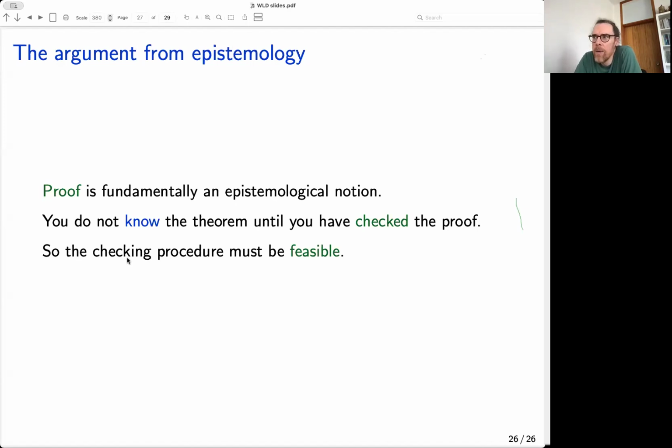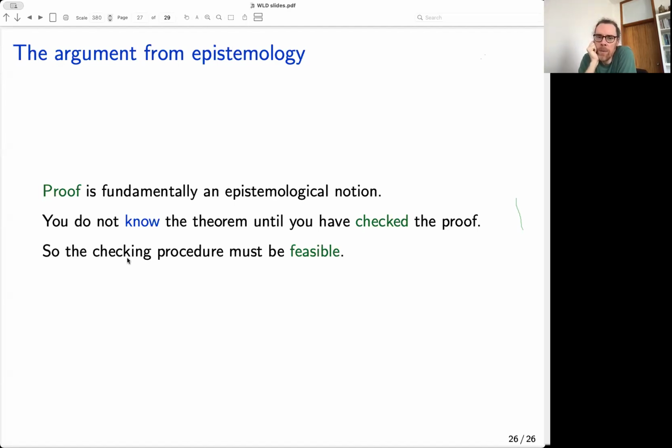Well, I think that exactly what goes wrong with this is that it sort of trades on two different meanings of the term feasible. One is the technical meaning in complexity theory, which is polynomial time. And the other one is just some ordinary intuitive notion of whether or not you can do something. And I don't think they're the same. They're not exactly the same notion.